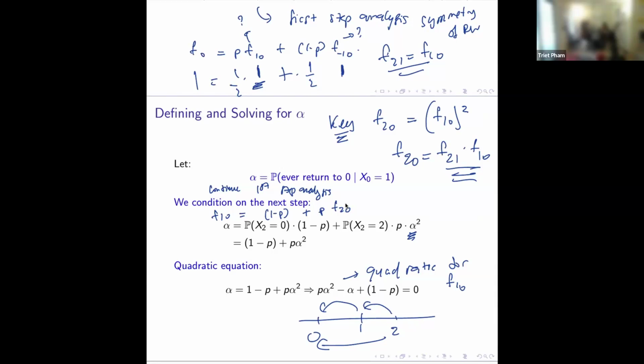But the recap here is, for infinite random walk, p equals 1/2 is recurrent, p not equal to 1/2 is transient. Okay.